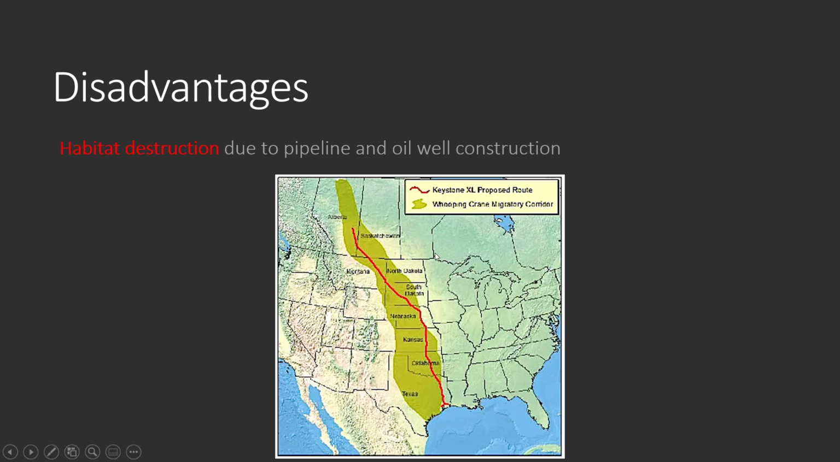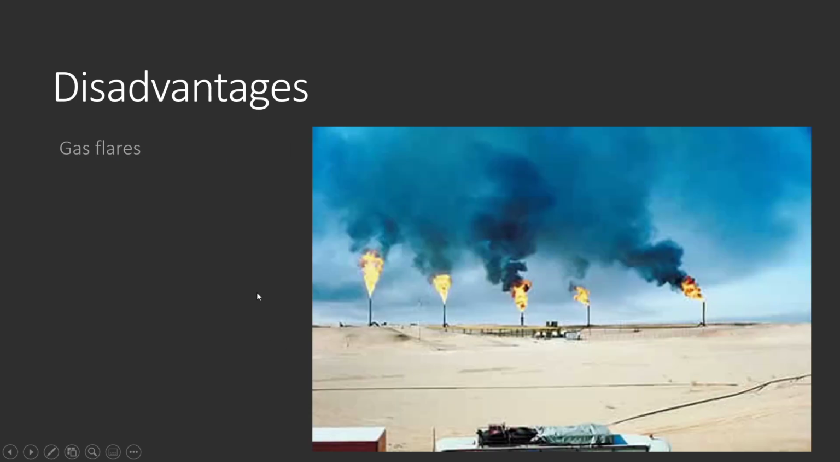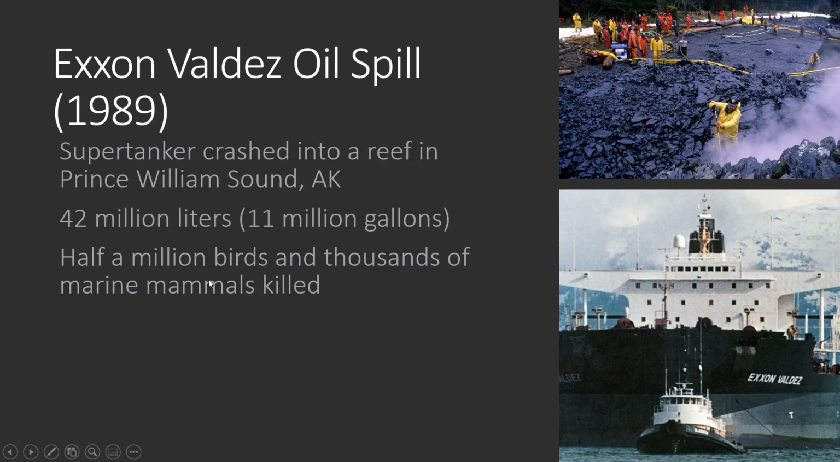So this is the Keystone XL proposed route, and these are the whooping cranes and their migratory route. And the reason that a lot of people were worried about this is habitat destruction. There are also gas flares that have to be done to keep volatiles from getting too dangerous. Some of those, I'm going to give you some of the issues.